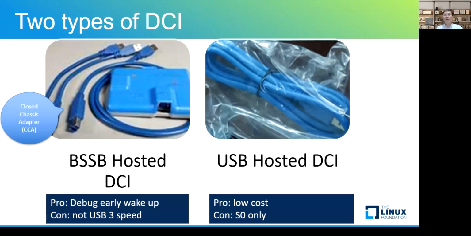Actually, there are two types of DCI. One is called boundary scan sideband hosted DCI. It needs a small box. The box is called closed chassis adapter, CCA in short. The other way is called USB hosted DCI. It only needs a USB 3 cable. The second way is low cost and convenient. Actually, I'm using the second way.